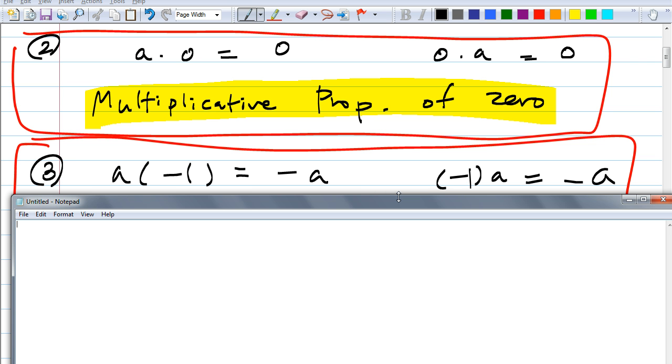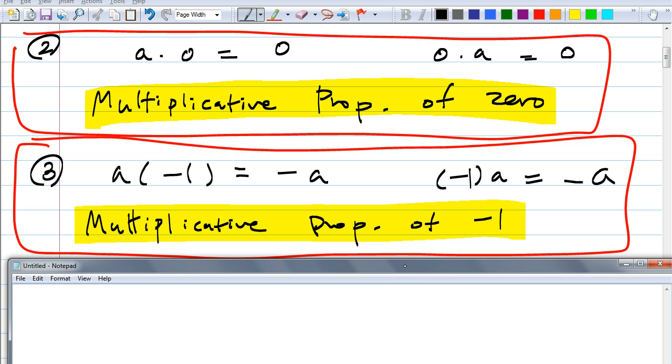Anybody want to guess what this is called? Let me give you a hint. It is very similar to the second property we just talked about. So instead of multiplicative property of 0, guess what this is called? This is still kind of similar. Camila, what do you think? Oh, opposite, almost. Actually, this time we just said 0, right? What are we multiplying by? -1. So guess what? It's multiplicative property of? Exactly, -1.